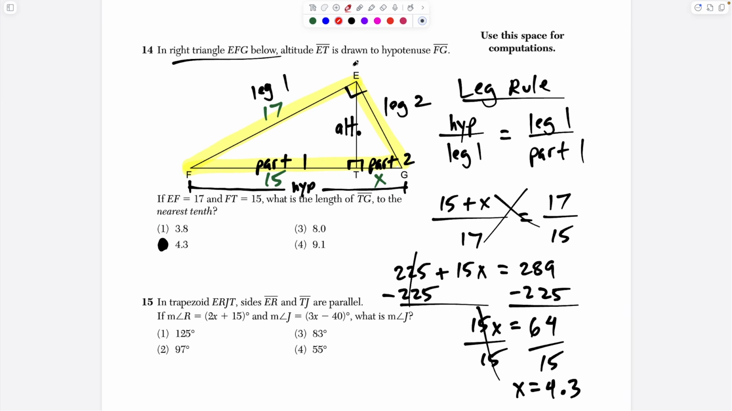But let's say you, like everybody else, skip leg day and you forget the leg rule. Well, another way to do this would be to use the altitude rule. So for the altitude rule, you could do part 1 over the altitude equals the altitude over part 2. So we could use this.